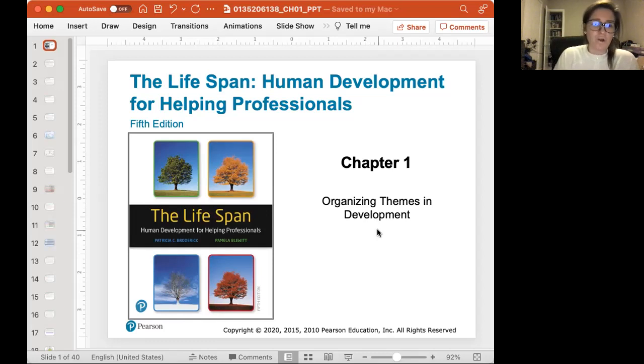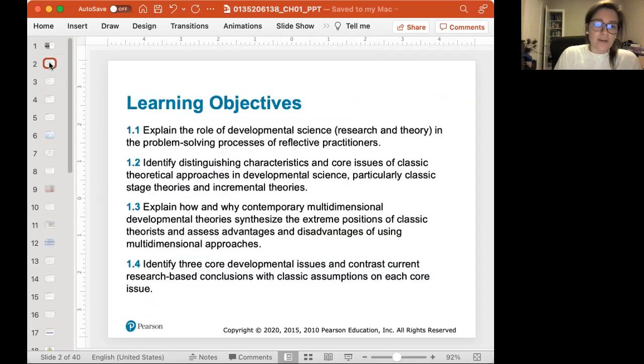So this is on chapter one. So learning objectives, explaining the role of developmental science and problem-solving processes of reflective practitioners. 1.2, identify distinguishing characteristics, core issues of classic theoretical approaches in developmental science, particularly the stage and incremental theories. Explaining how and why contemporary multidimensional developmental theories synthesize the extreme positions of classic theorists, assessing advantages, disadvantages of using multidimensional approaches, and identifying three core developmental issues and contrasting current research-based conclusions with classic assumptions on each core issue.